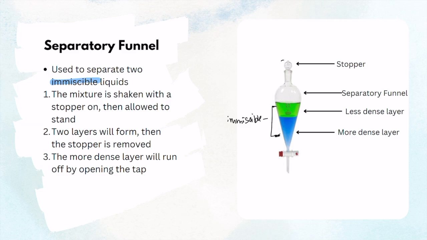So how do you usually use this? The mixture is shaken with a stopper on, then it's allowed to stand. Two layers will form, as we see, then the stopper is removed. The more dense layer will run off by opening the tap, so this is the more dense layer.